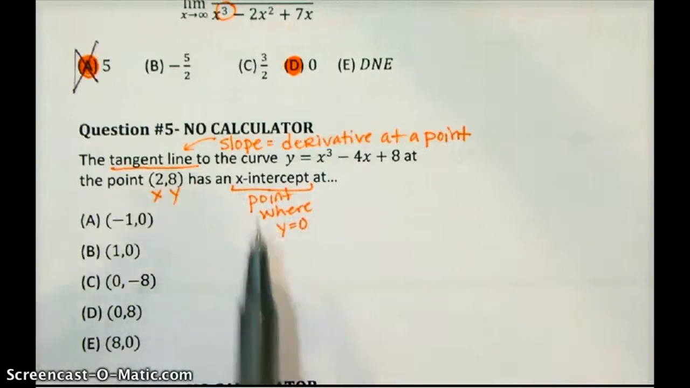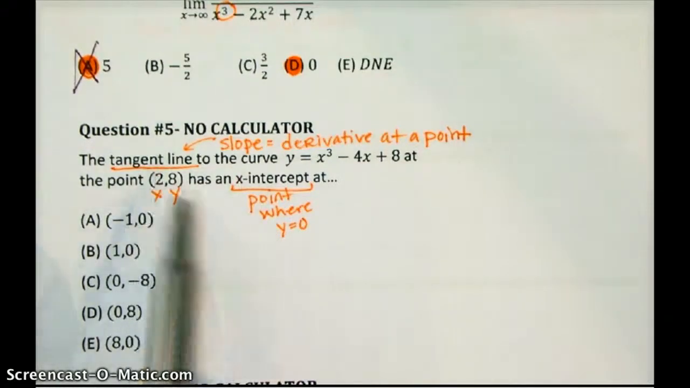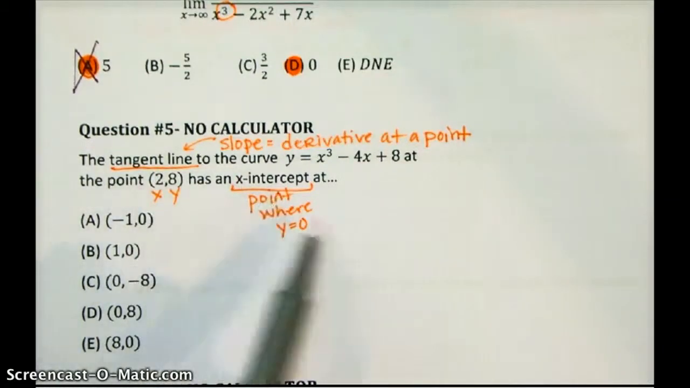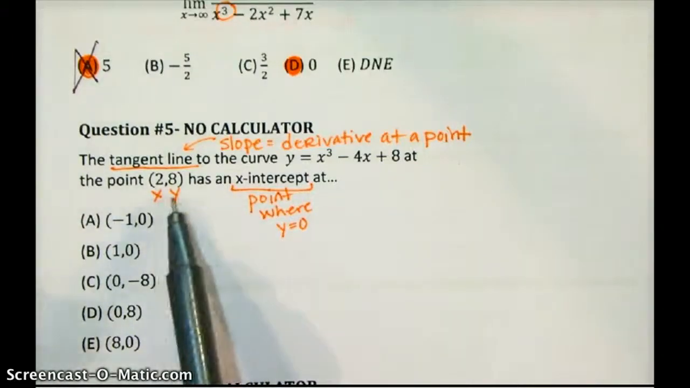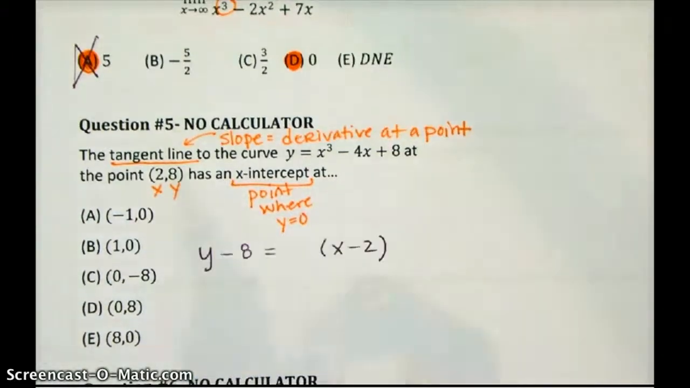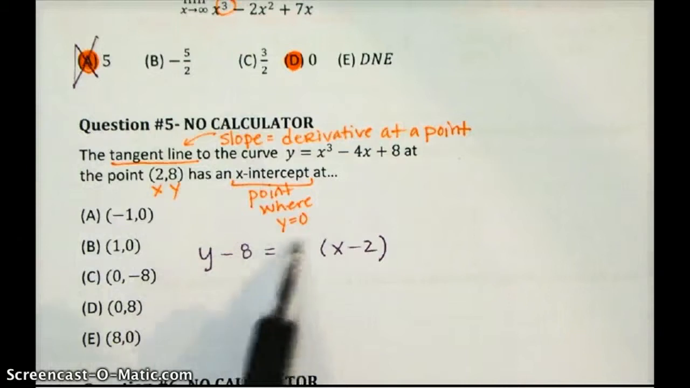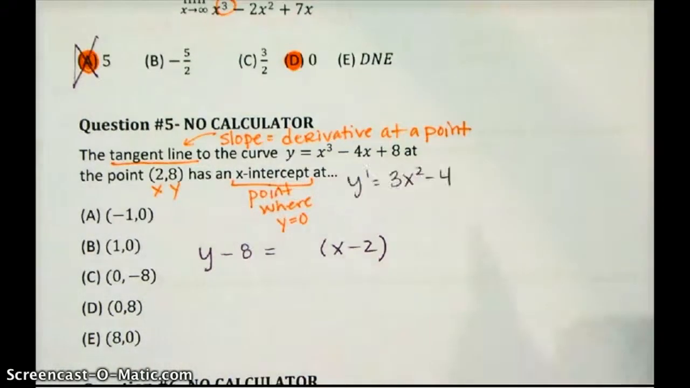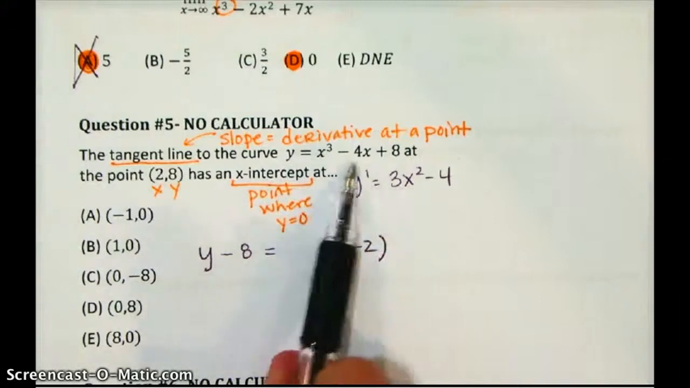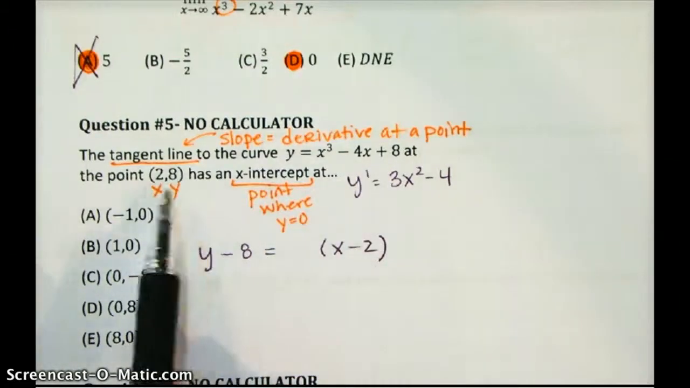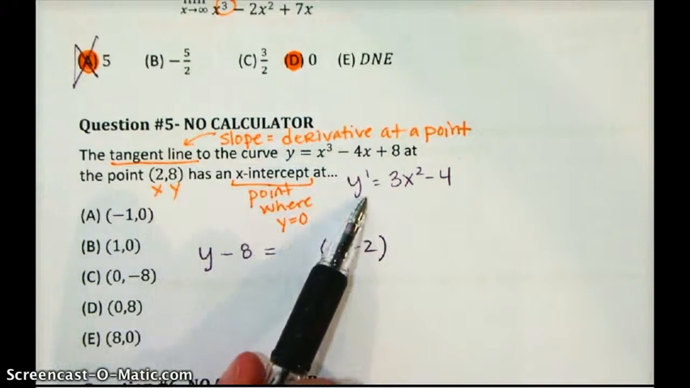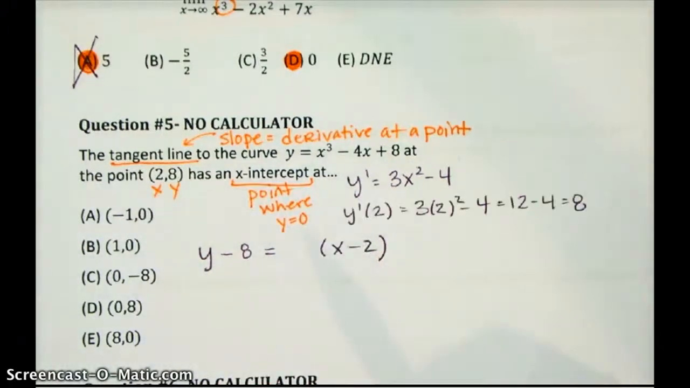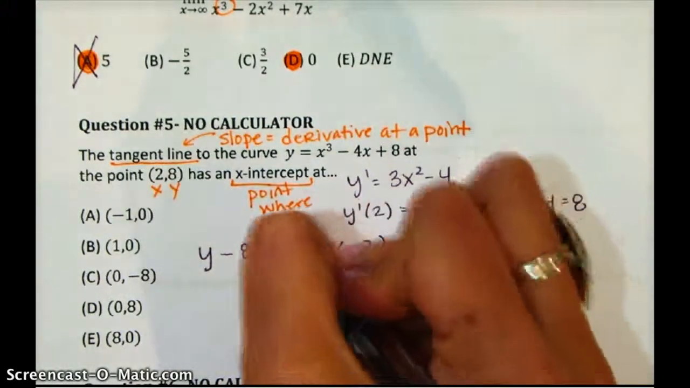So I'm going to start by trying to write the equation for this line, and then I'm going to try and find its x-intercept using some sort of strategy. To start the equation, I've got x and y, so I'm going to use point-slope form. But in order to finish point-slope form, I need this slope. So in order to find that, I'm going to take the derivative of the function, which is 3x squared minus 4, just using the power rule. And then I'm going to plug in the x value of 2 to figure out what the numerical derivative at the point is. That number is the slope. I ended up with 8, so there's my slope.